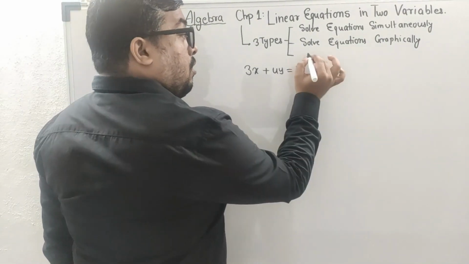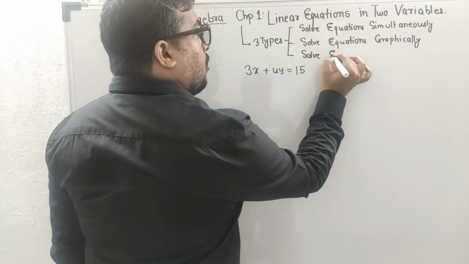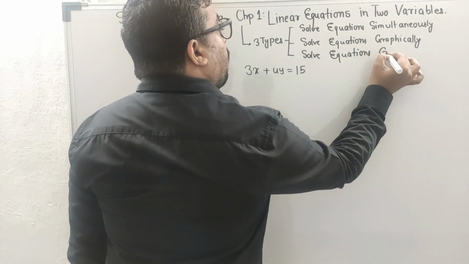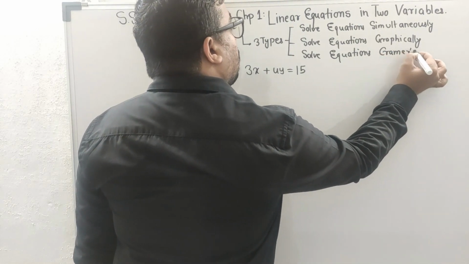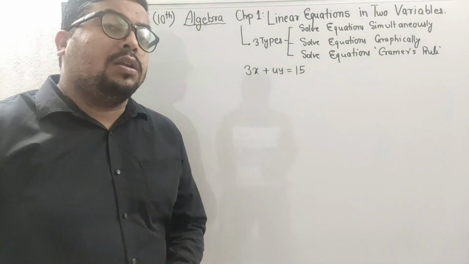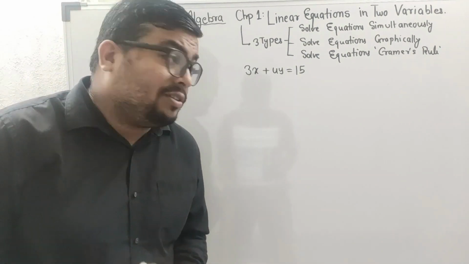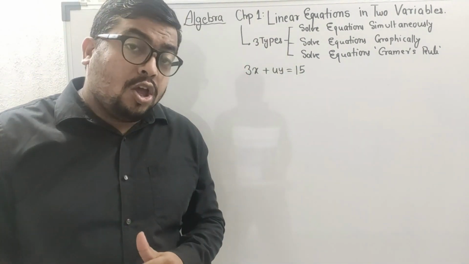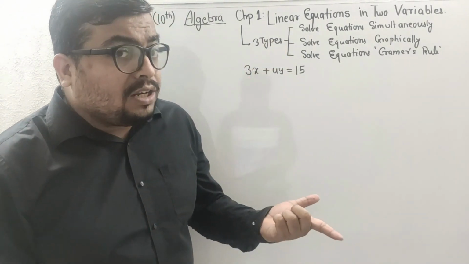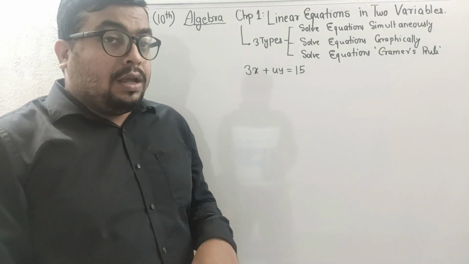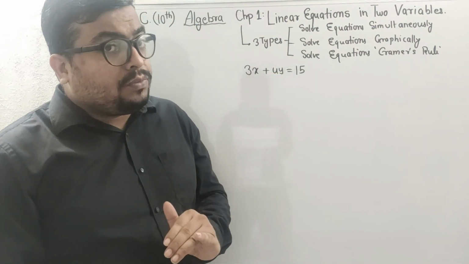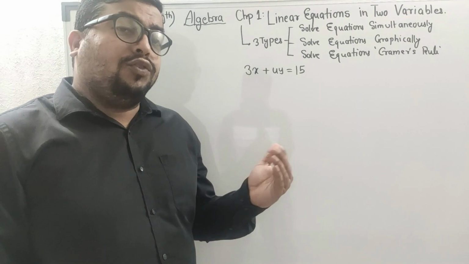And last, solve equations by Cramer's rule. So please pay attention students. There are three types of questions which can be asked from this chapter. Type 1 is solving equations simultaneously, which we are going to study today. And the graphical method and Cramer's rule, the second and third type, will be studied in later videos.